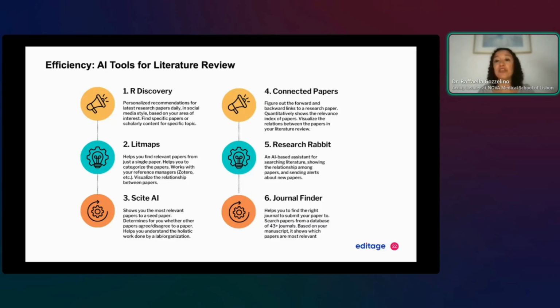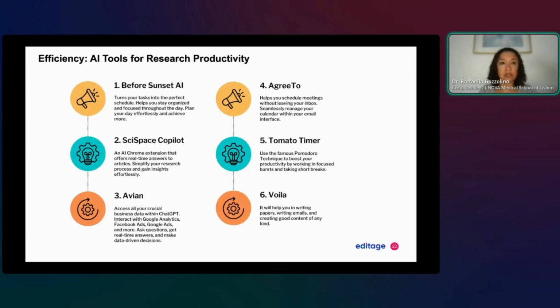Connected Papers figures out the forward and backward links to a research paper, quantitatively shows the relevance index of papers and visualizes the relationship between them. Research Rabbit is an AI-based assistant for searching literature, showing the relationship among papers, and then Journal Finders help you to find the right journal to submit your paper to. And this is very important also for early career researchers that most of the time do not still have a clear idea of where to submit their research.